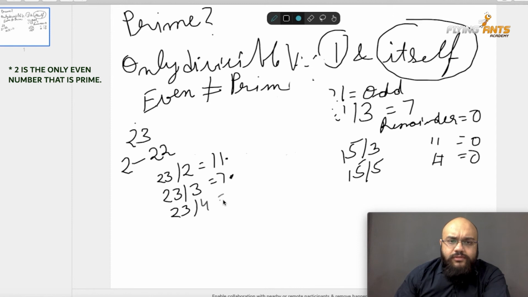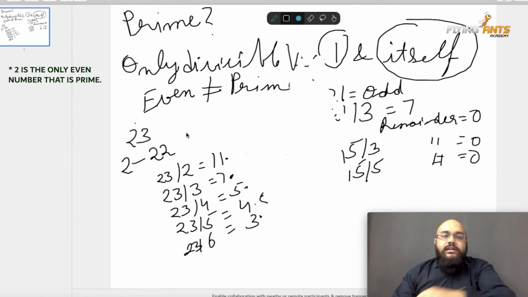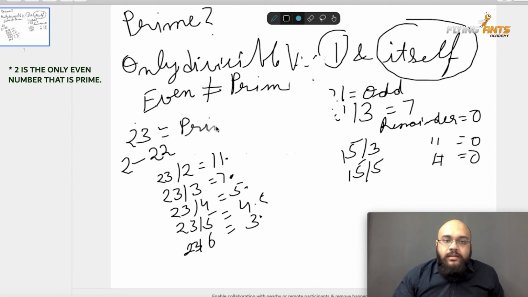23 by 4, it would be 5 point something. 23 by 5, it would be 4 point something. 23 by 6, it would be 3 point something. So if we keep on going from 2 to 22, we will find out that there will not be any number which will give remainder equal to 0. So 23 is prime.